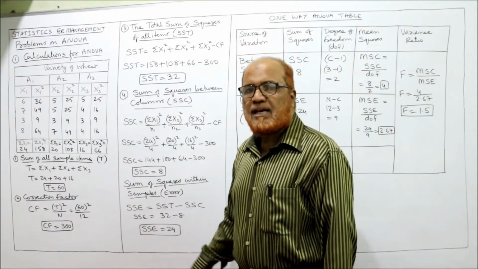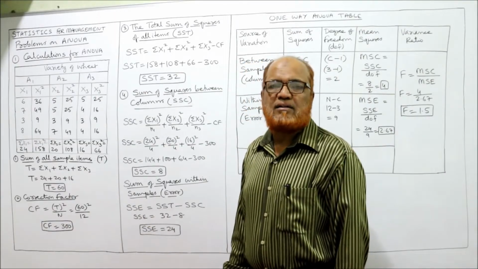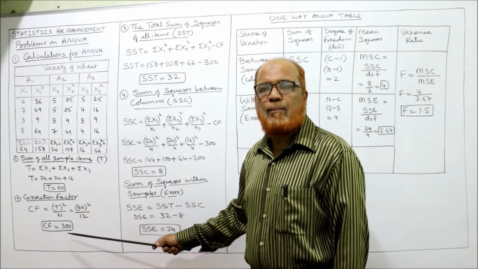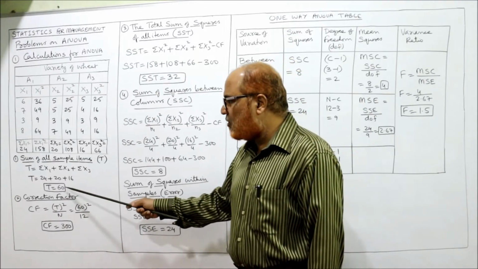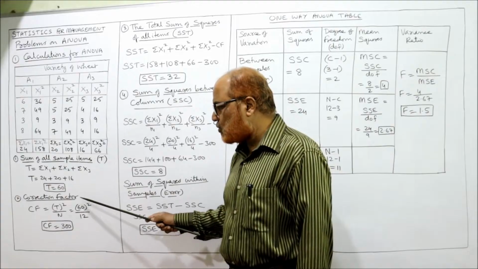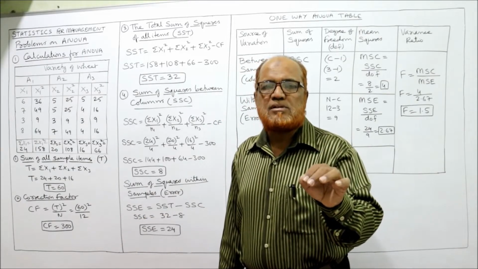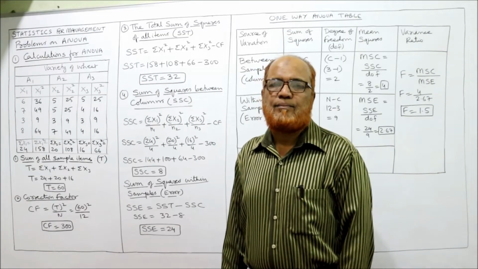Second step, correction factor. It is denoted as CF. CF is equal to T whole square by N. How much T did we get? 60. So 60 whole square divided by N. N stands for the number of items in all the samples.